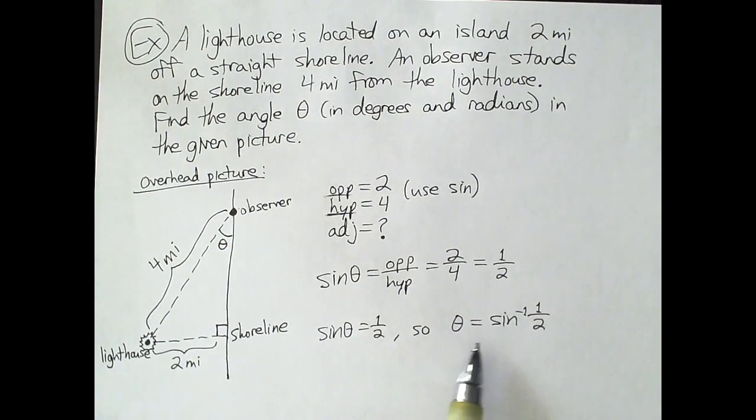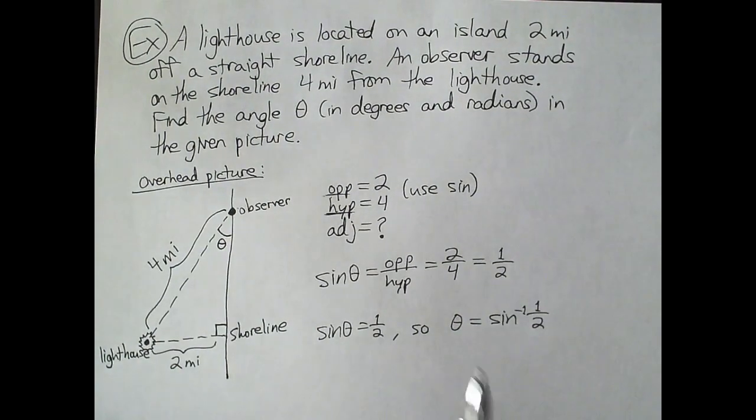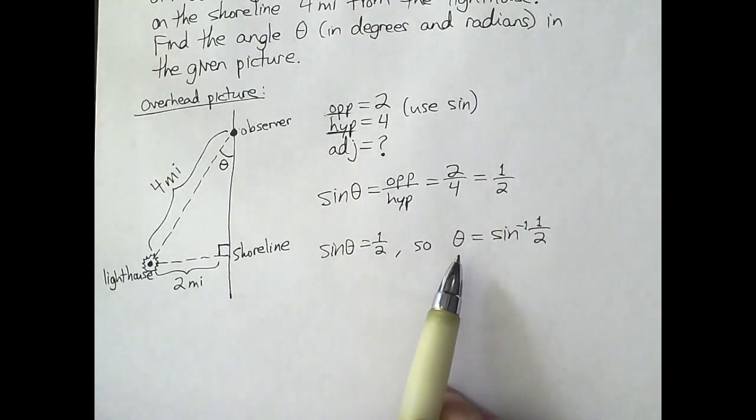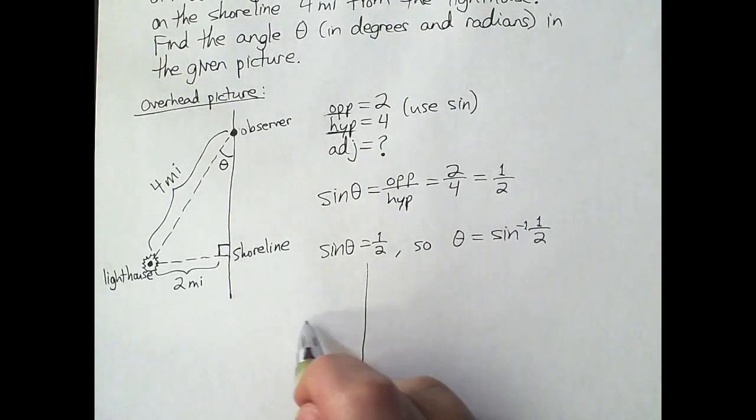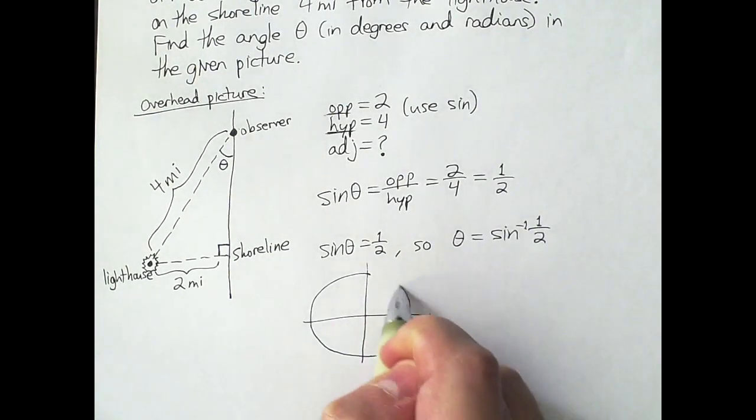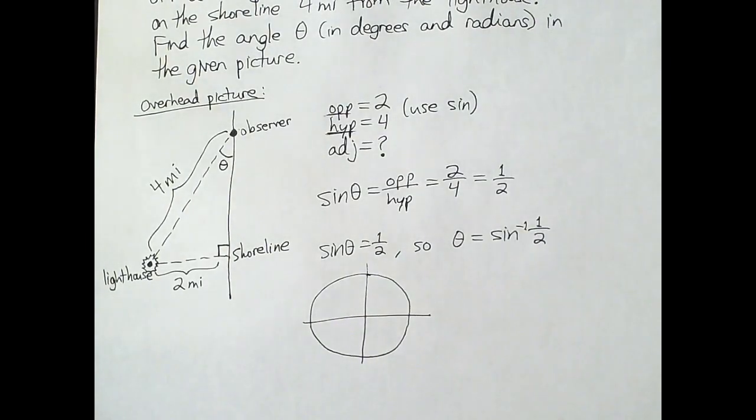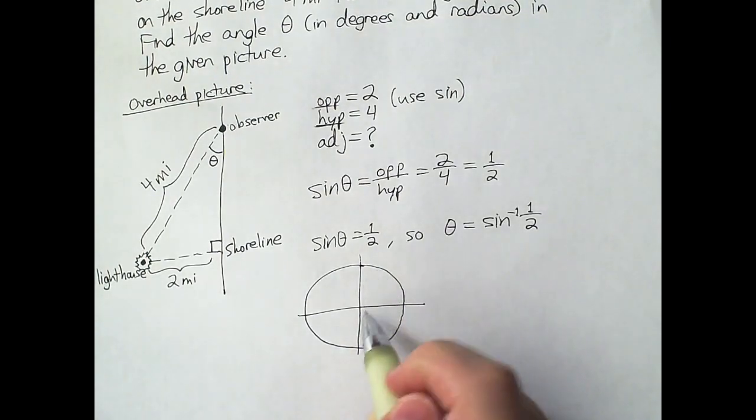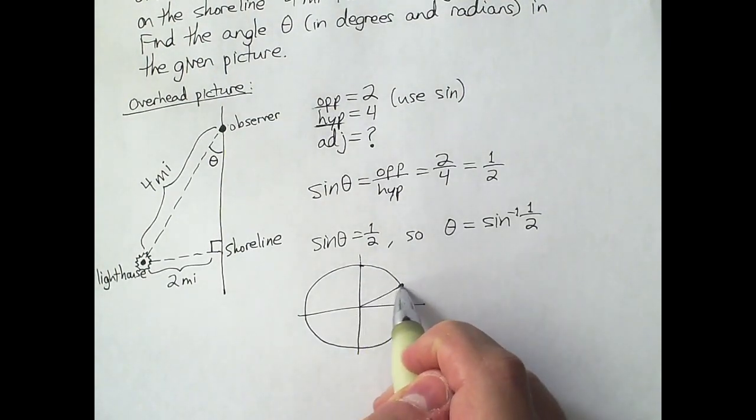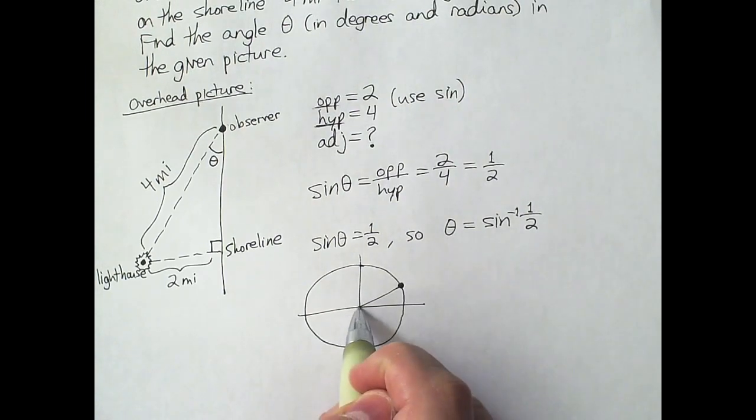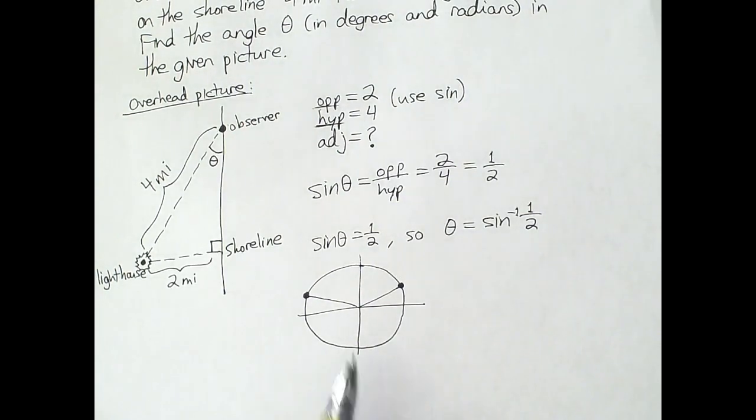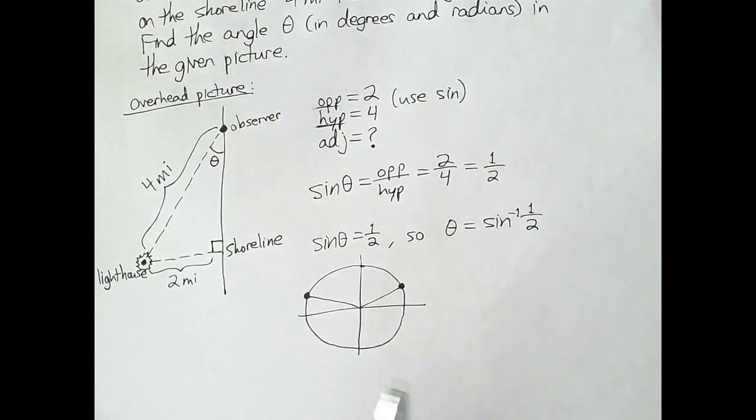Do I know an angle that when I take sine of it, I get 1/2? All right, so I know 2 angles that when I take sine of them, I get 1/2. There on the unit circle, there's one that's here, and there's also one that's here. Okay.